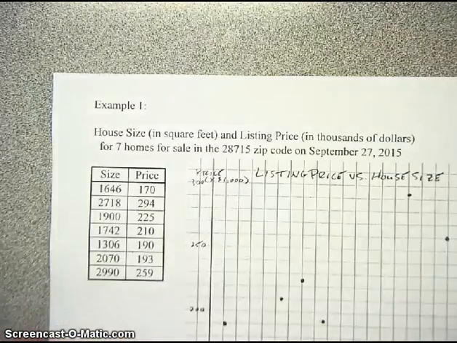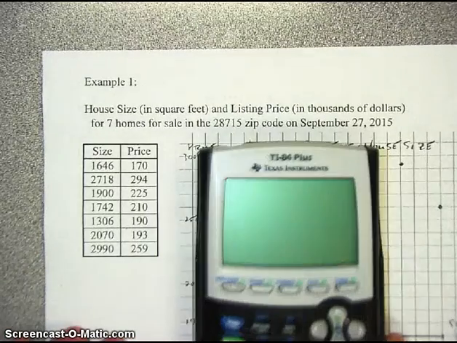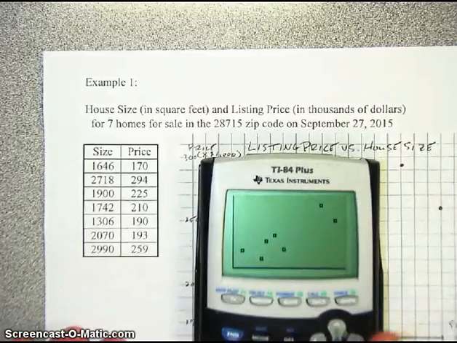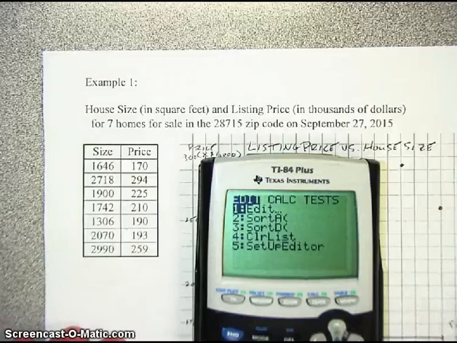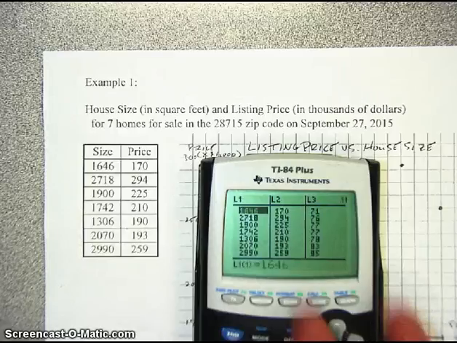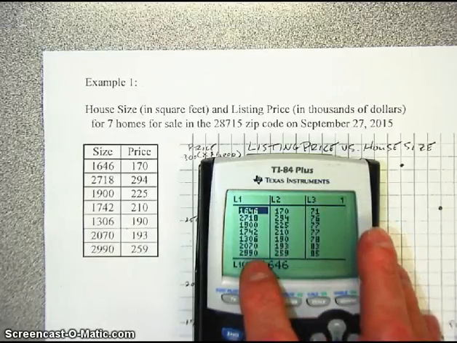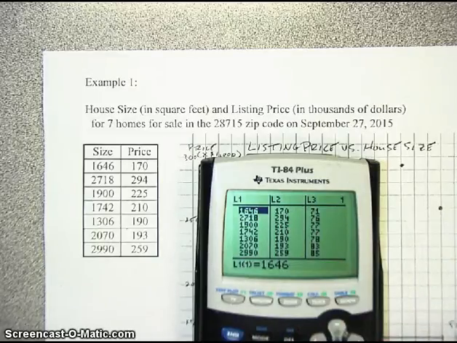Well, this can be done on your calculator. I'll put back the data from the first example right here. The first thing you want to do is make the scatter plot. So go in and put the data into your calculator. You go to Stat Edit, and over here in List 1 and List 2, I have my square footage, my house sizes, and my listing prices for those 7 houses.